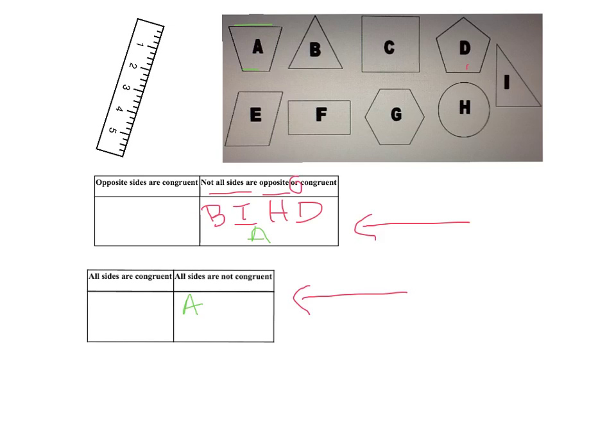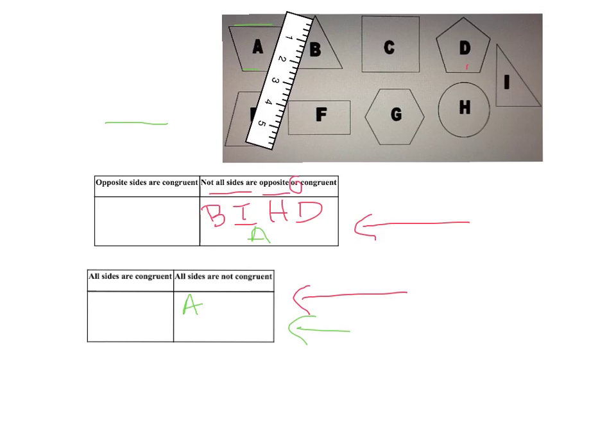Okay, look at B. We've already taken care of B. So where would B go in this bottom box for all sides are congruent? We already know that they don't all have opposite sides, but that doesn't mean they're not all congruent. Go back to my pen. Okay, so let's go ahead and measure.